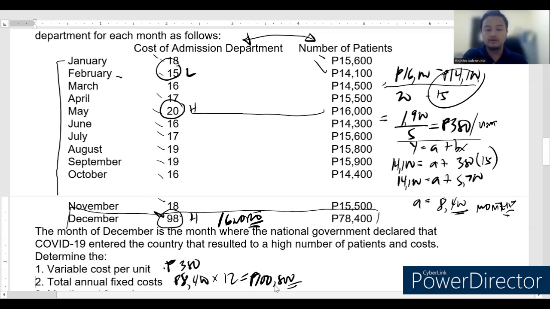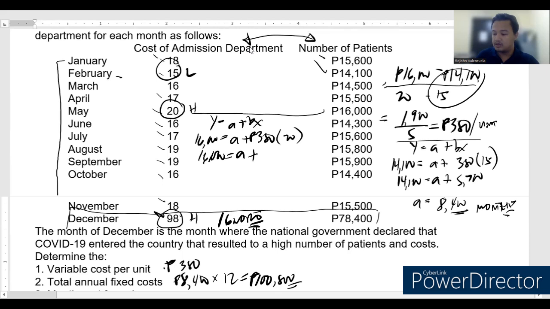So just to be sure kung tama yung fixed cost natin, try naman natin i-substitute sa highest activity. So your y, you have your 16,000 equals A plus, you have your 380 multiplied by 20. So 16,000 equals A plus 380 times 20. You have 7,600. A is equal to 16,000 minus 7,600. So that's the same, 8,400. So same pa din naman. Okay? So that's your total annual fixed cost.